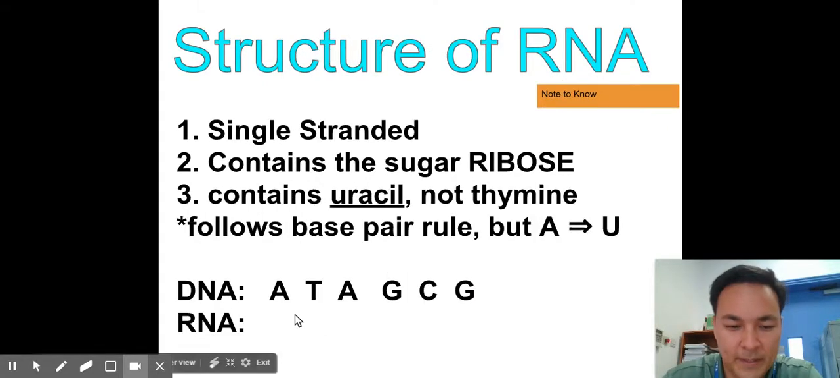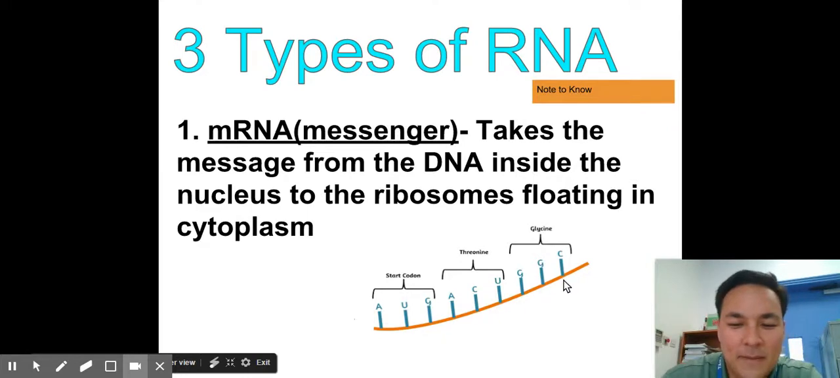Whew, it didn't come up. It would have been UAU-CGC. All right, here's mRNA.